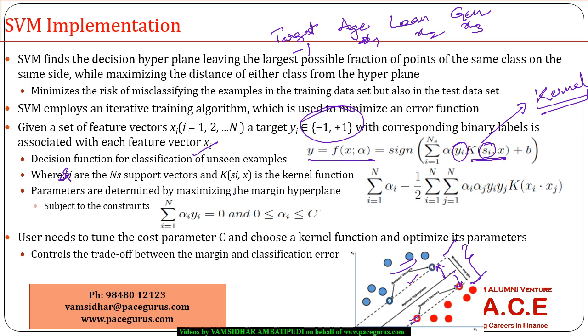The parameters are determined by maximizing the margin of the hyperplane, because I want the margin, the separation distance between the groups, to be the maximum possible. Based on this, alpha and b are computed, and this is the maximizing process being followed. So this is the mathematics part of it, but business-wise, I want to understand the optimal hyperplane and determine the parameters of the plane in such a way that the margin distance between the planes is maximized.